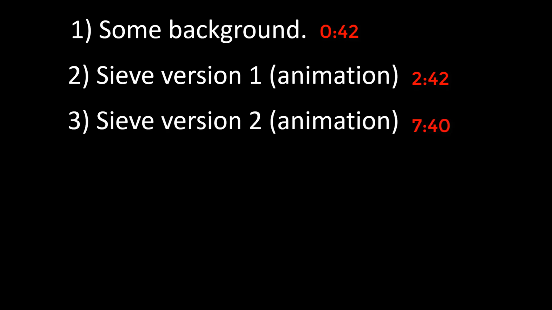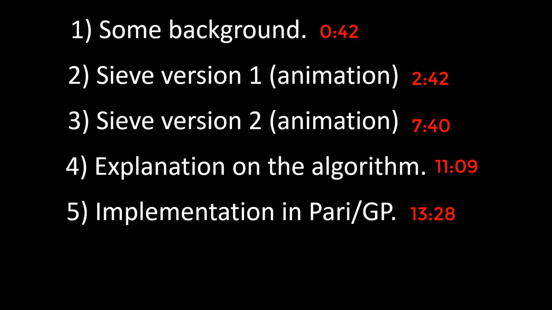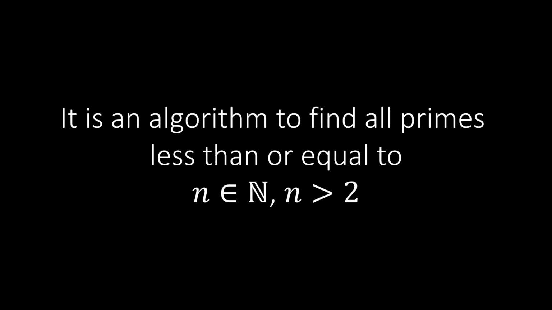The plan for the video lecture will be to give you some background first, a Sieve version 1, which is probably something that you have seen before, then version 2, which is the actual version that was given by Eratosthenes. I'm going to explain the algorithm and how it works, and I'm going to give you an implementation in Pari GP of that algorithm. And the timestamps will be in the video description.